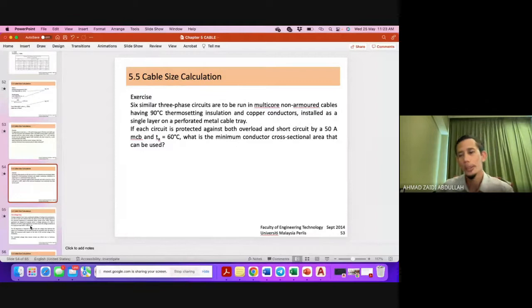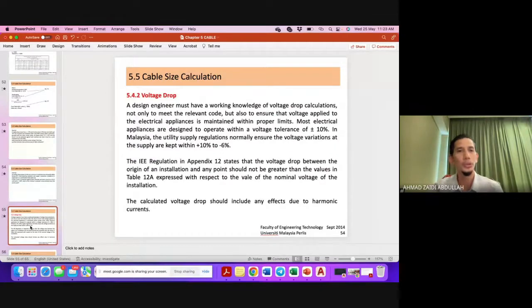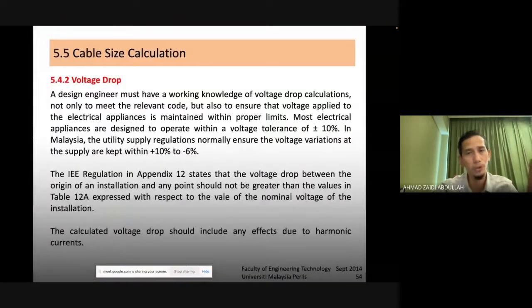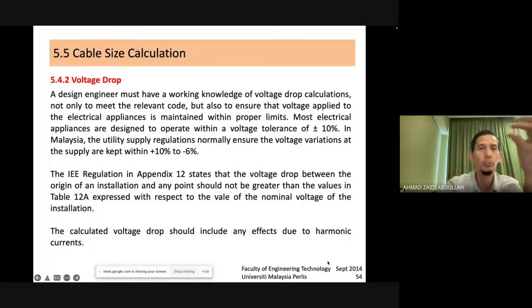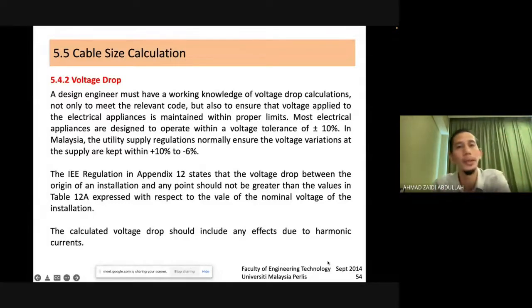Okay, now we go to the second part, which is the last part, where we need to consider the voltage drop during the cable sizing. Earlier we already got the size. Now we want to prove whether that cable size is suitable for our project. So we need to prove it by the voltage drop.